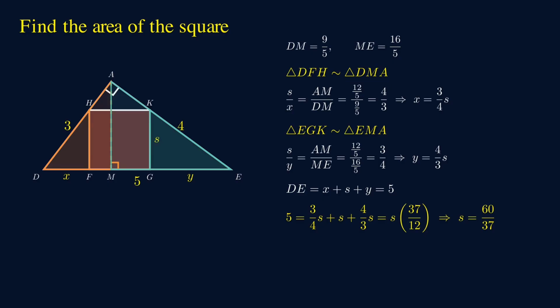And now we're basically done. The area of the square is just S squared. Squaring 60 over 37 gives 3600 over 1369. That's the final answer.